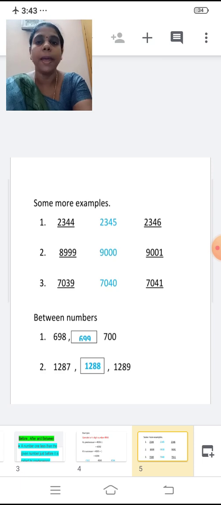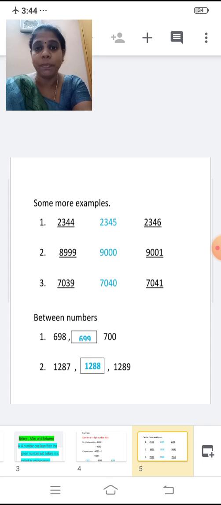So we are going to find the predecessor and successor of the given numbers. First one is 2345. Let me repeat, 2345. We are going to find the predecessor and successor of the number 2345. How will you find the predecessor, the before number? You have to subtract 1 from the number, right? So subtract 1 and tell me the answer now.